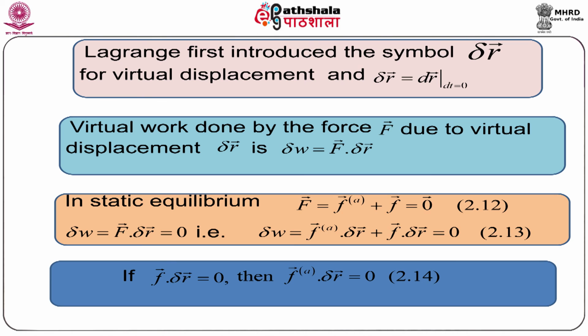In static equilibrium, there will be no net force, that is, F vector vanishes. As a result, the sum of externally applied force and force of constraint also vanishes. Substituting this here, we get delta W equal to 0. That is, we have F vector superscript A dot delta r vector plus F vector dot delta r vector equal to 0. Here dot means we are taking the dot product or scalar product between two vector quantities. If we assume that virtual work done by the constraint forces vanishes, then we have F vector dot delta r vector equal to 0. Substituting this, we get F vector superscript A dot delta r vector equal to 0.